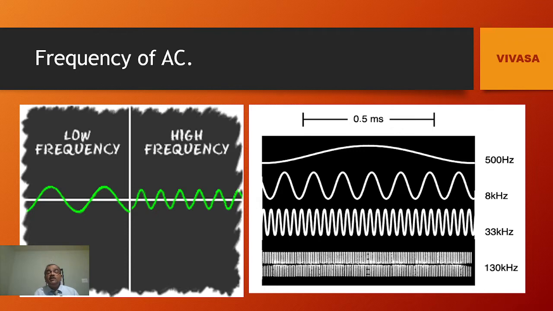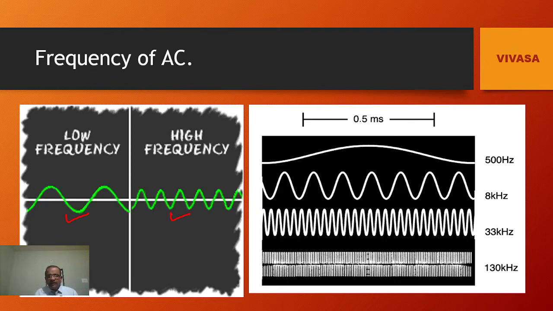Now the frequency, another terminology. See, there are two figures here. Here I can show the low frequency, and this is high frequency. The frequency is the number of oscillations made in 1 second. In low frequency, the same length and same time period are there, but the oscillations are fewer. But in the second case, high frequency, the oscillations are more.